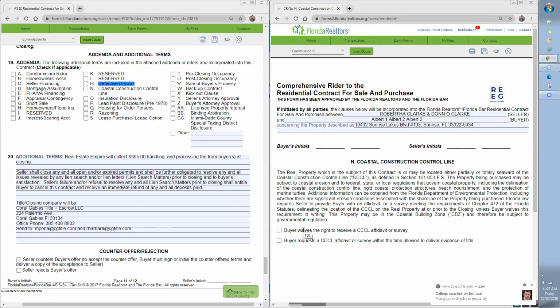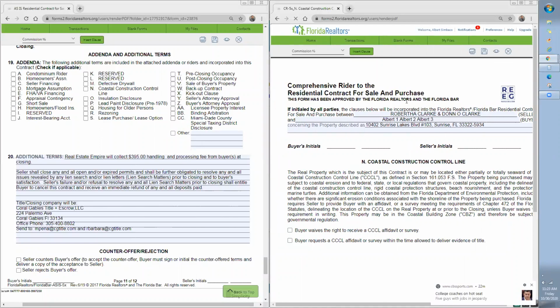So that is the coastal construction control line. Not going to be used very often. I've been in real estate almost 5 years now, and I've never used it once, except for this class. So that could probably be applied in the Keys for the people that buy homes on the water. Absolutely, yeah. The Keys is definitely a good place where it could be used.